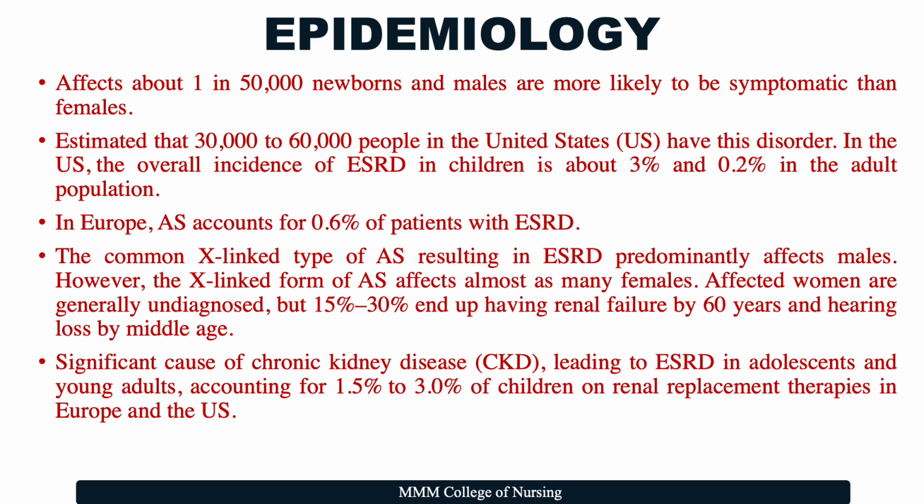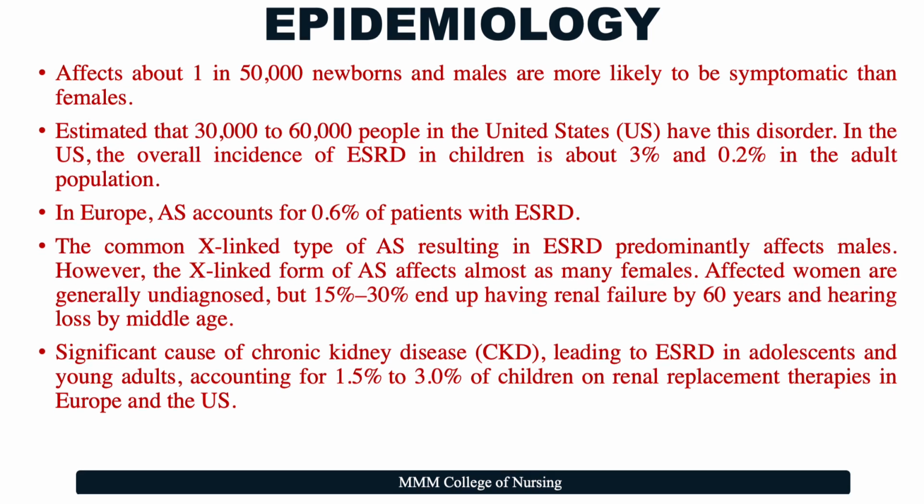The common X-linked type of AS resulting in ESRD predominantly affects males. However, the X-linked form of AS affects almost as many females. Affected women are generally undiagnosed, but 15 to 30% end up having renal failure by 60 years and hearing loss by middle age. AS is a significant cause of chronic kidney disease, leading to end-stage renal disease in adolescents as well as young adults, accounting for 1.5% to 3% of children on renal replacement therapies in Europe and the US.